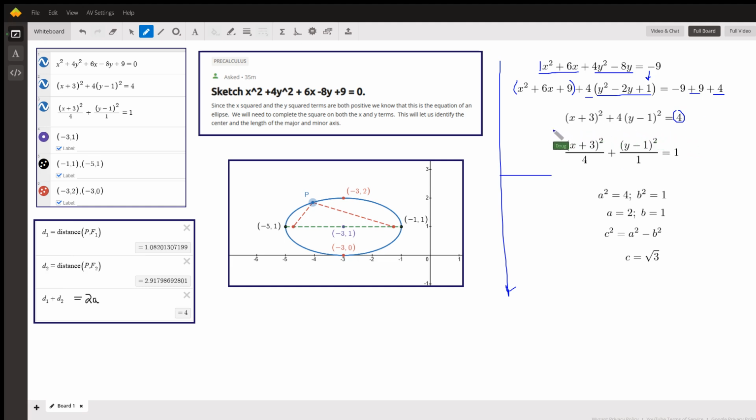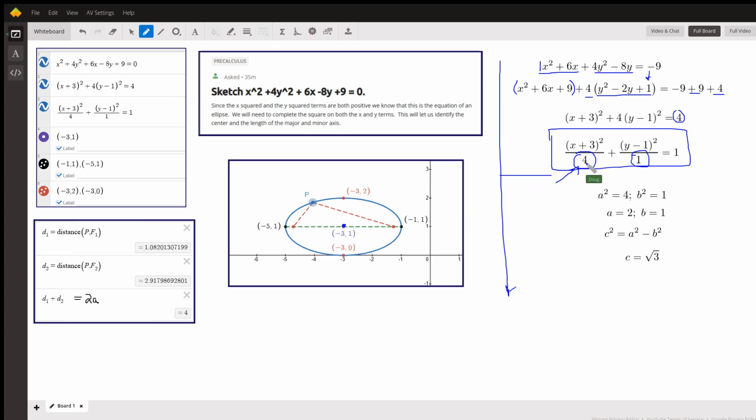And in that form, you can tell where the center is. The center is at (-3, 1). There's the center of the ellipse right there. And that is going to allow you to sketch the ellipse, because this number right here is larger than this number. So this is the length of, well, let's put it this way.